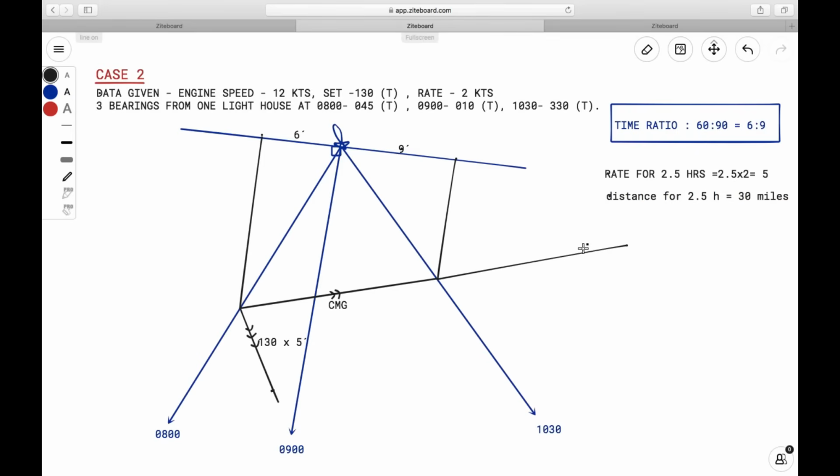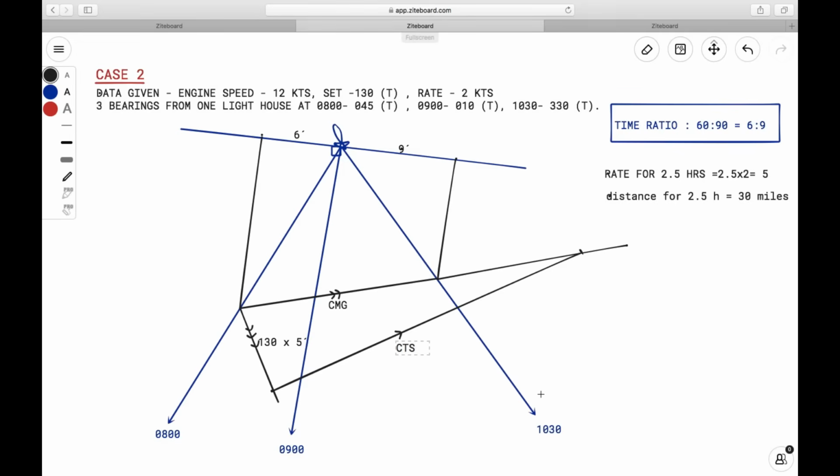So it's coming somewhere around here. You need to just draw the line. You just connect this line and that point. What you get is your CTS. This is what you get. So we found that. What we need to find now is your position at 0800, 0900 and 1030.